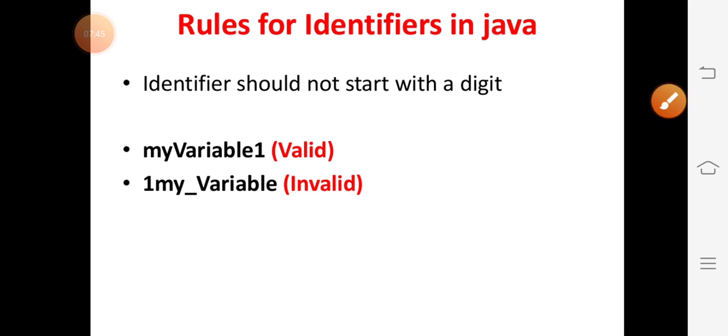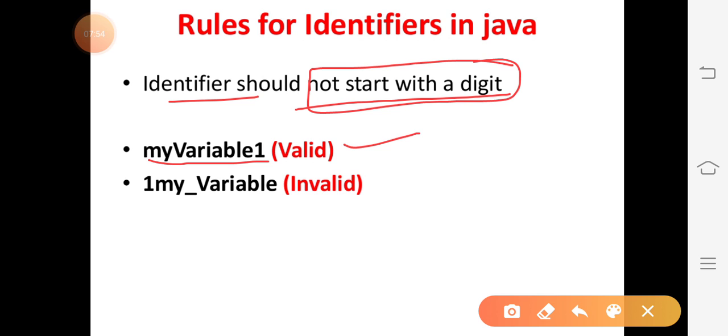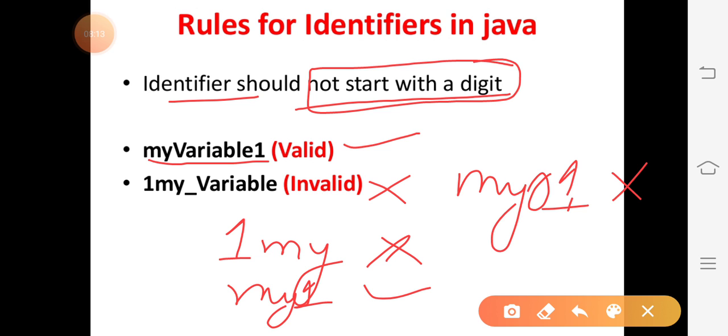The second rule is identifier should not start with a digit. For example, if I write myVariable1, it is valid because 1 is coming at last. If I write 1my-variable, it is invalid. If I say 1my, valid or invalid? Invalid. If I say my1, valid? Yes. If I say my 1, valid? No. Reason? Space is there. Space is also not allowed, right?